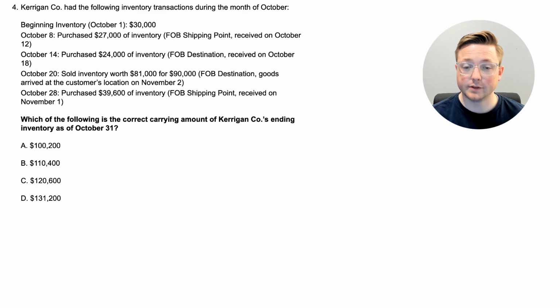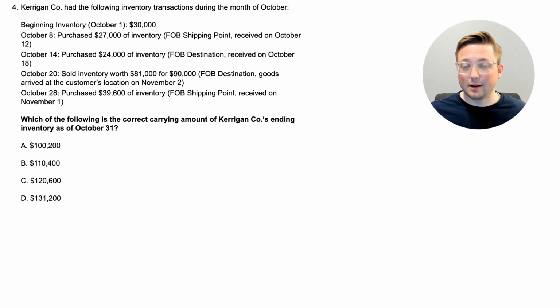Kerrigan & Co. had the following inventory transactions during the month of October. They had beginning inventory of $30,000. They purchased $27,000 of inventory, and that was FOB shipping point, and that was received on October 12th. October 14th, purchased $24,000 of inventory, and that was FOB destination, received on October 18th. October 20th, they sold inventory worth $81,000 for $90,000. FOB destination, goods arrived at the customer's location on November 2nd. October 28th, purchased $39,600 of inventory, and that was FOB shipping point, received on November 1st.